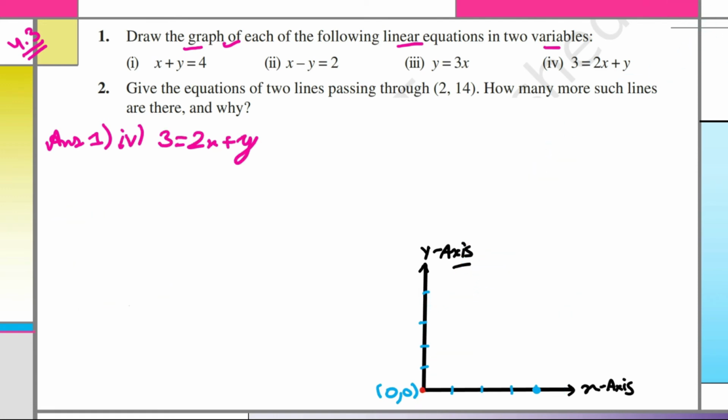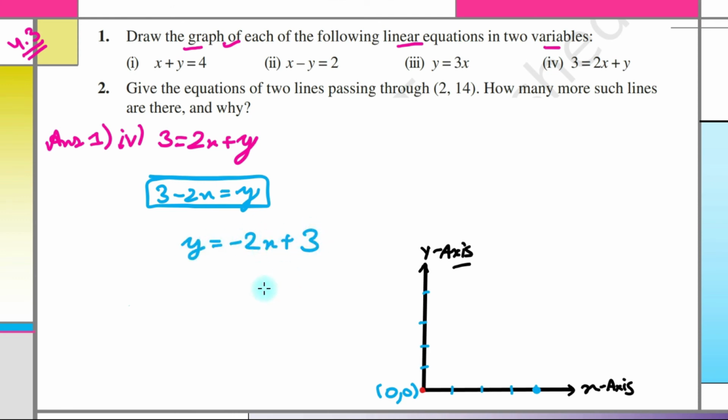Okay, my friends, so the fourth part is this equation. Again, we are going to do the same thing. So here 3 minus 2x would be equal to y, like this. So 3 minus 2x is y. Then we have this particular equation: y is equal to minus 2x plus 3, written in a different format.